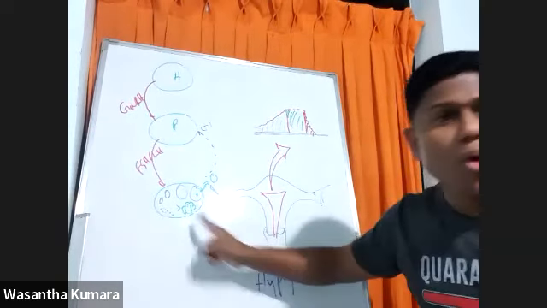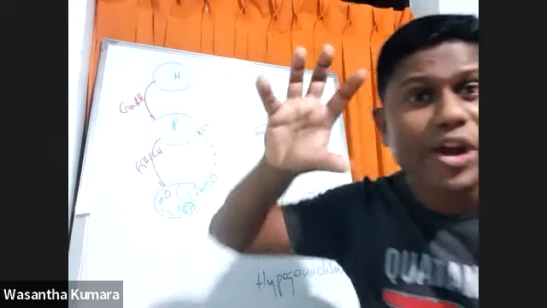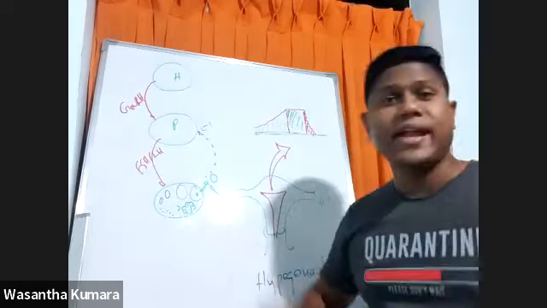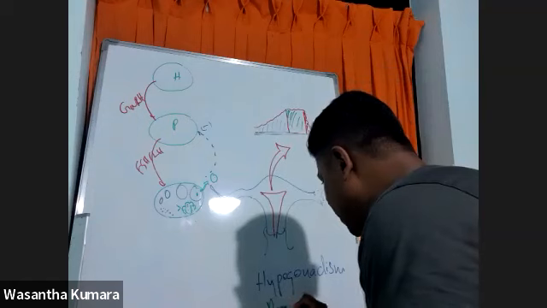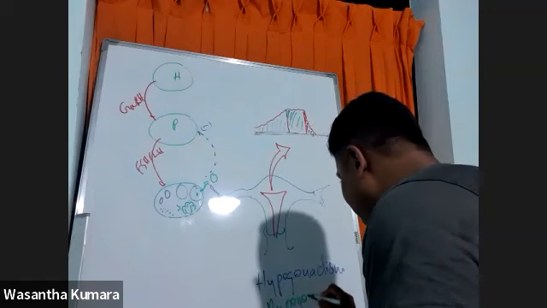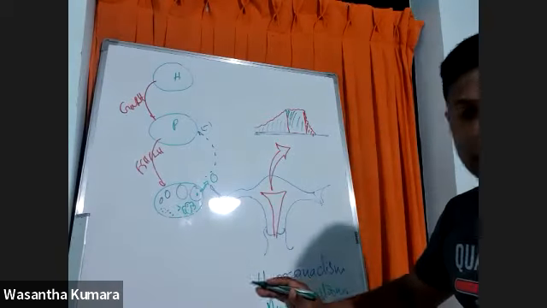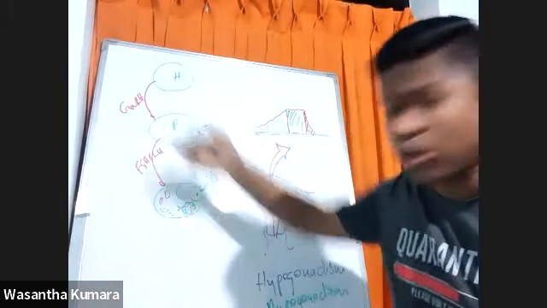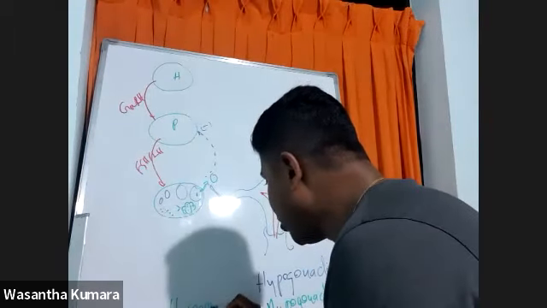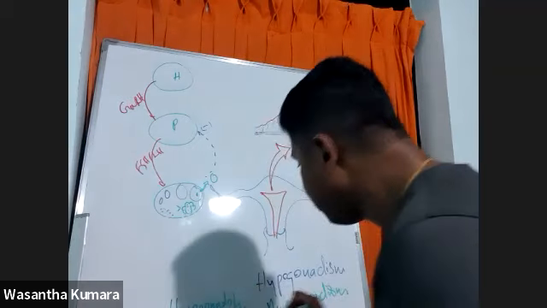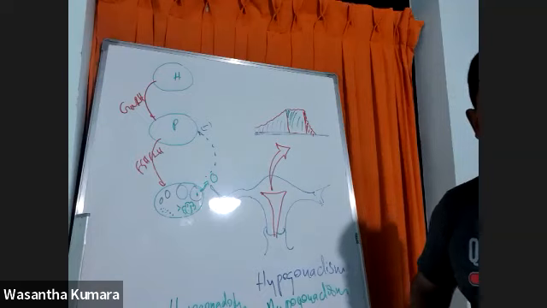That is called hypogonadotrophic hypogonadism. Again, hypogonadism means ovaries are not functioning because you have less gonadotropin hormones. That is called hypogonadotrophic hypogonadism. Any examples?